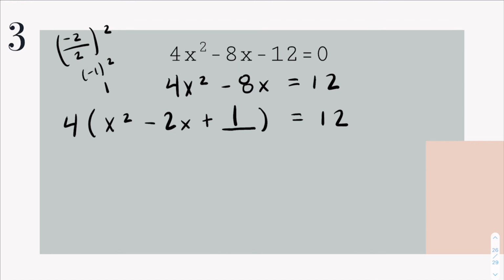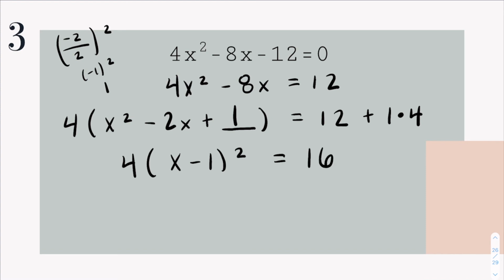But remember, what we do to one side of the equation, we must do to the other. So if we're going to add 1 here, we need to add 1 here. However, we did not just add 1 here. We added a 1 times 4. So that means on our right-hand side, we need to add a 1 times 4. All right, now let's rewrite our perfect square trinomial as a binomial squared. So our right-hand side is just 12 plus 4, which gives us 16.